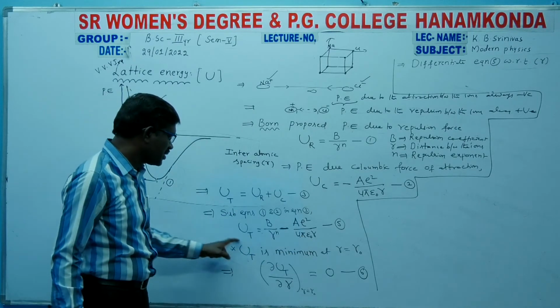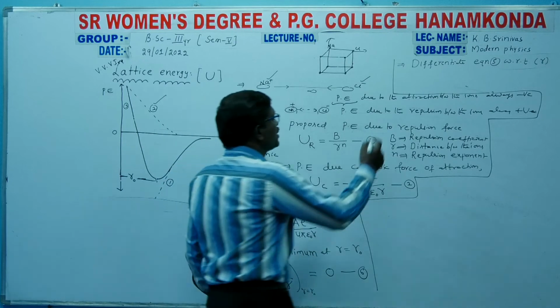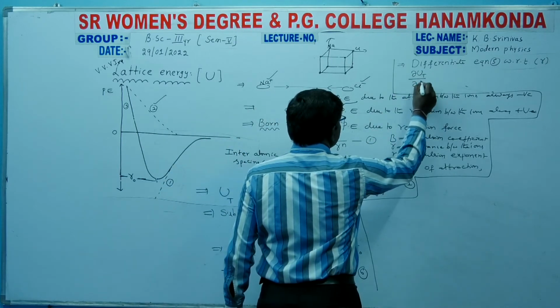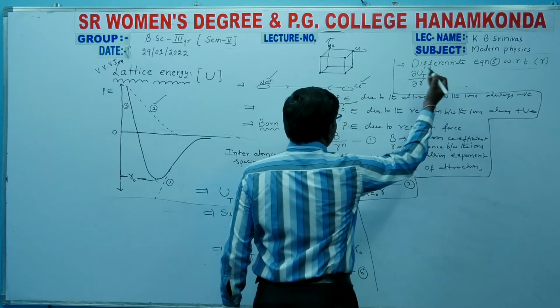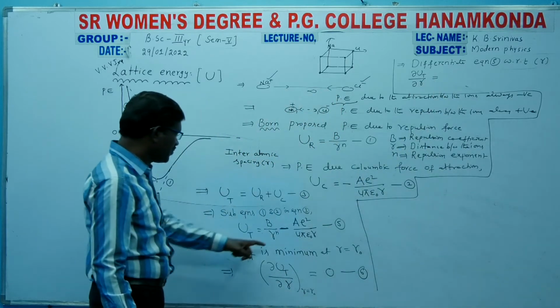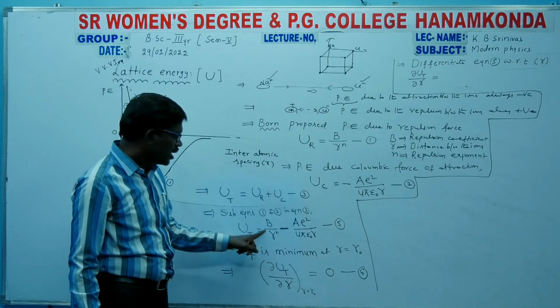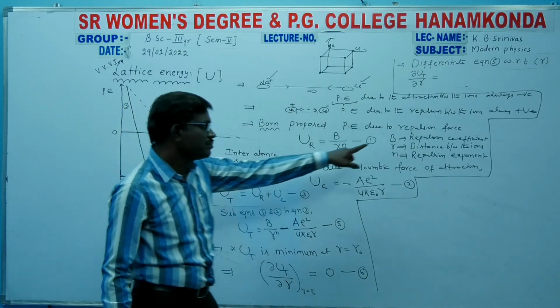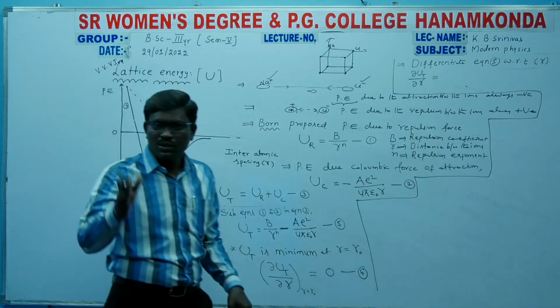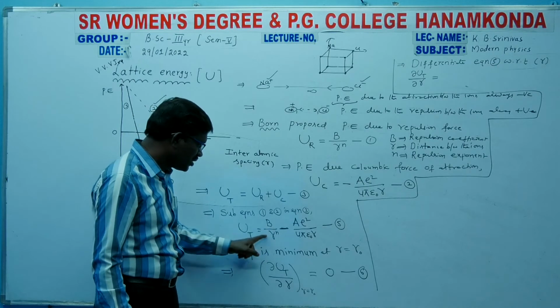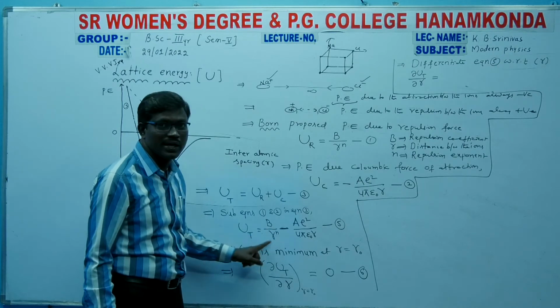I am differentiating this LHS individually. That is dou U by dou r. I am differentiating the first term with respect to r. As B is a constant, we never differentiate constants. Keep it aside; we have to differentiate 1 by r^n.